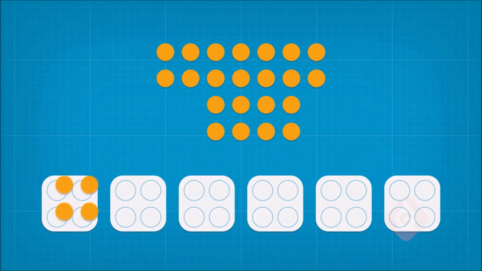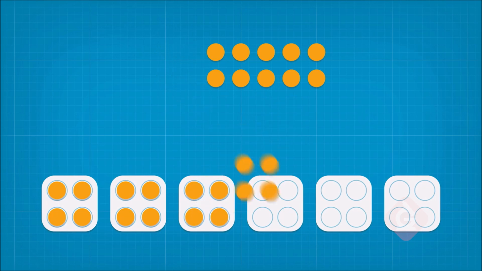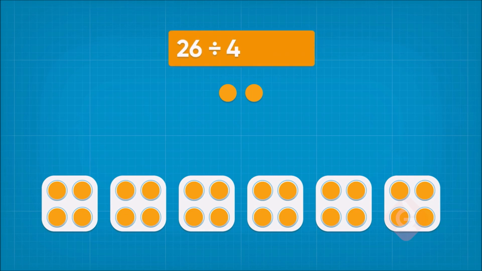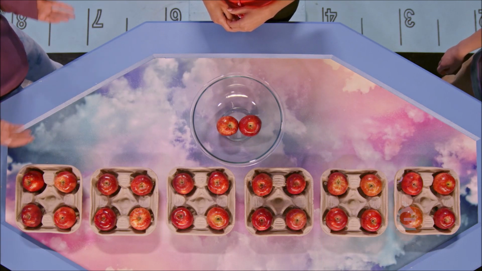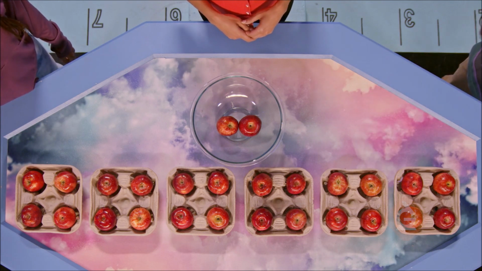Here is one group of 4, and another group makes 8, and another group makes 12, then 16, then 20, then 24. Now we have 6 equal groups of 4 apples. But we can't make any more groups of 4 apples because we only have 2 left. So the answer to 26 divided by 4 is 6 with a remainder of 2. That's right. Now, let's think about what the remainder means in this scenario. Well, we just wanted to know how many packs of 4 apples we could make. It looks like we can only make 6 packs of 4 apples.